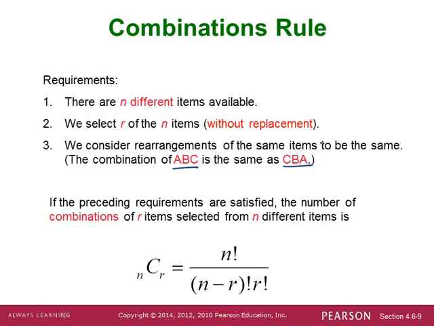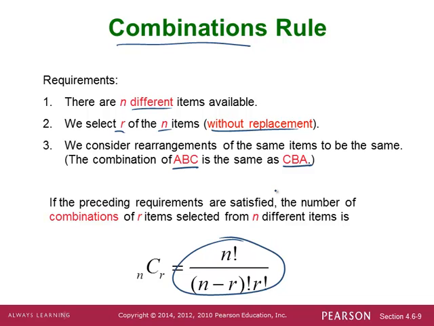So when the order in which your items appear doesn't matter, then it's going to be the combination which counts the total number of ways of selecting those r number of items from the n different items available without replacement. And here's how we calculate the combination. You'll notice that it's exactly like the permutation, where you have an n factorial over an n minus r factorial. But you're also dividing by an r factorial.